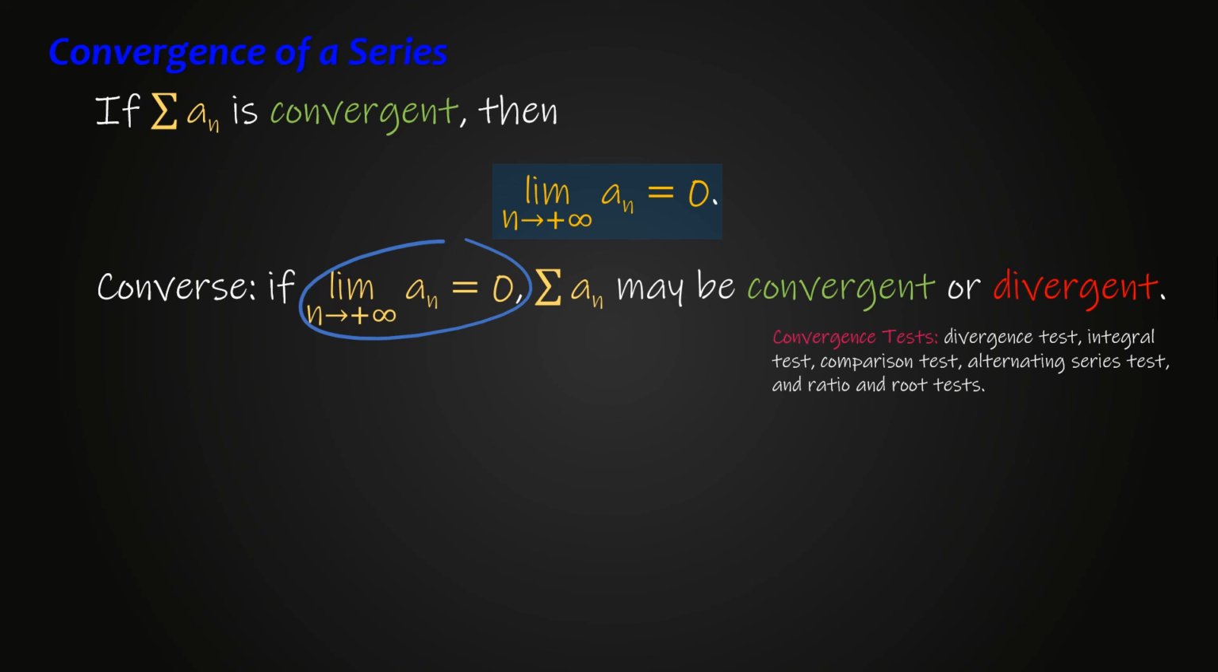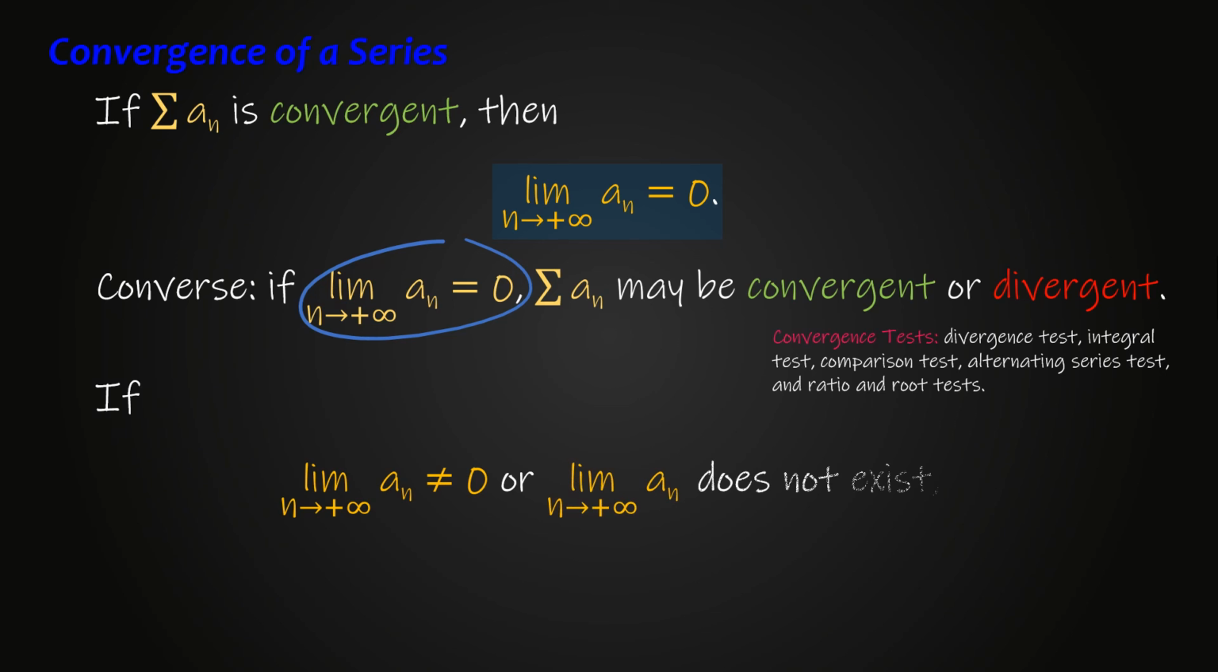Consequently, we can only test for divergence using the limit of the terms. If the limit of the terms is not 0 or does not exist, the series is divergent.